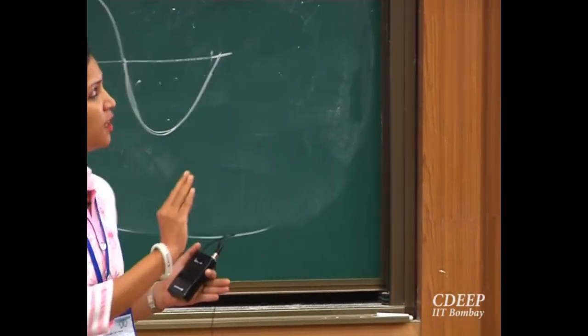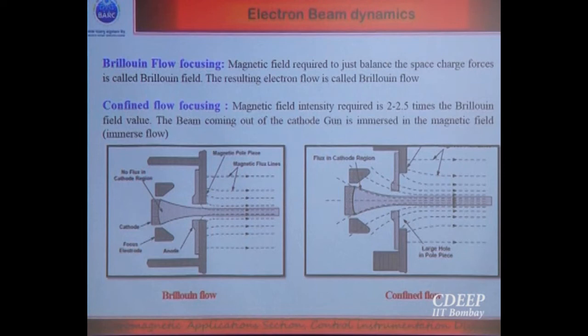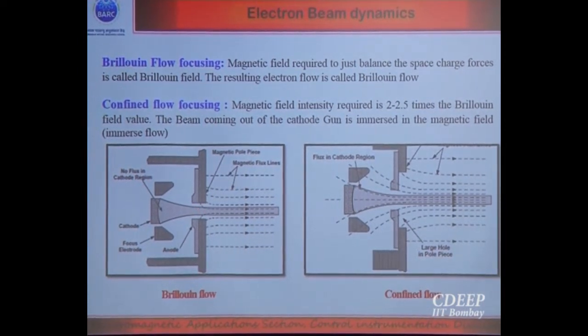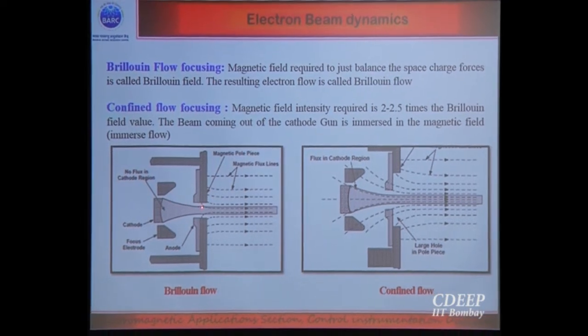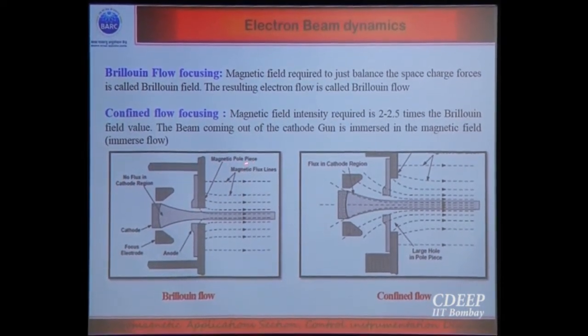So, in simple terms, I will explain electron beam dynamics. If we see, this is the electron beam which is coming out from the electron gun, and at this point, when it is entering the RF cavity region, the requirement is that the magnetic field should be of a magnitude that just balances the space charge forces.